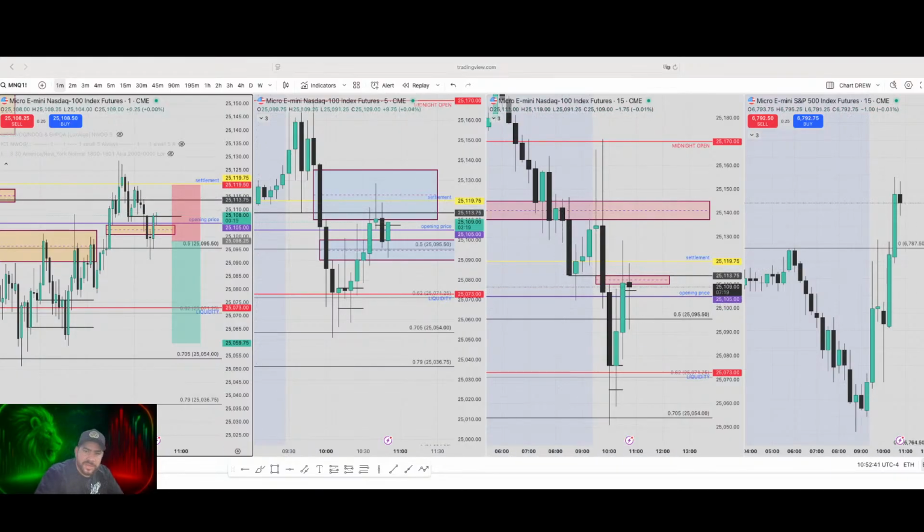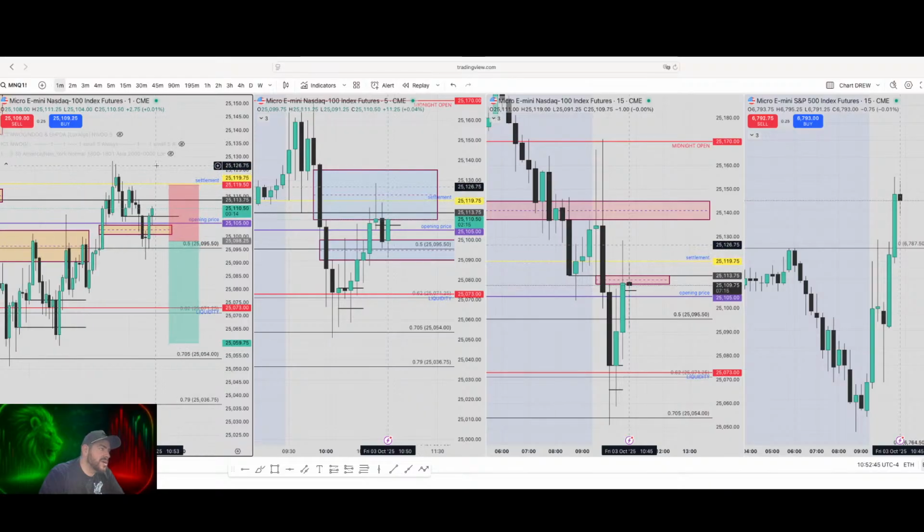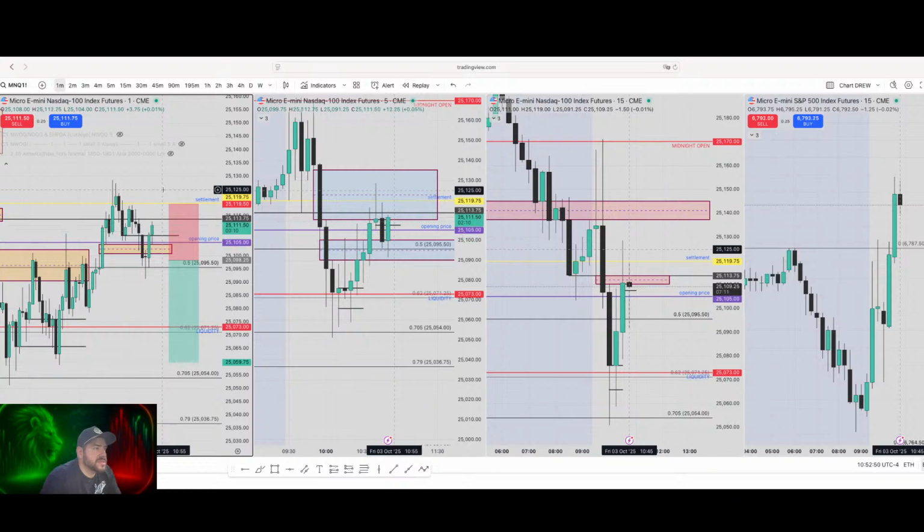But this is where I want my stop at. I don't want to have it any higher, because if we take that out, then we're taking that out. So I'm just wanting this to go lower now. If it goes higher, then ain't nothing we can do about that. You know what I mean? So right there, we'll see what happens now.